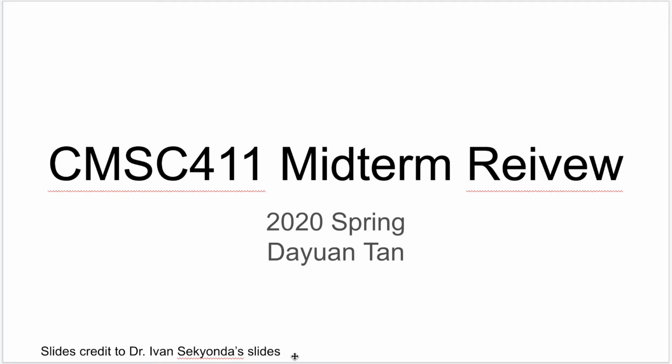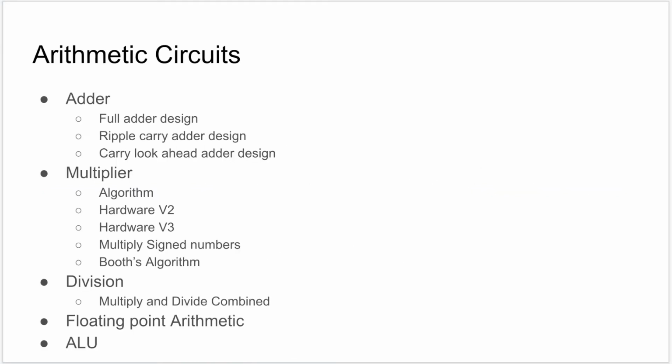And then we'll begin with the second lecture, which is arithmetic. Arithmetic circuits tell us about the hardware for multiplier, division, floating point arithmetic, and ALU. Firstly, we begin with the adder. We need to know the full adder design. That means we need to know the truth value table. We need to know the difference between RCA and CLA.